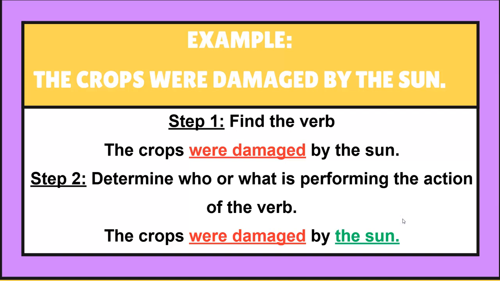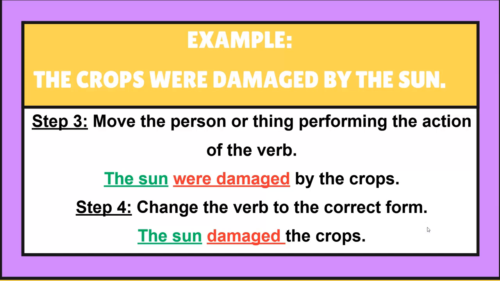The crops were damaged by the sun. Step number 1 is to find the verb. In this sentence, the verb is "were damaged." Now we have to figure out who is performing that action. In other words, what is doing the damaging? In this sentence, it is the sun. Step number 3 is to move the person or thing performing the action. So as it was written originally, "sun" was at the end of the sentence. We're going to move it to the beginning of the sentence, which leaves us with "the sun were damaged by the crops." That doesn't make a lot of sense, so step number 4 is to change the verb.